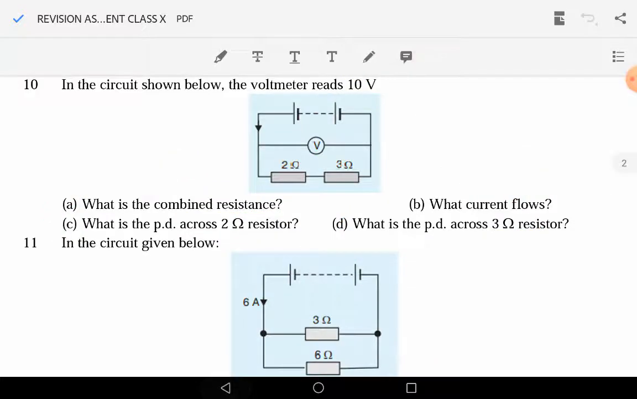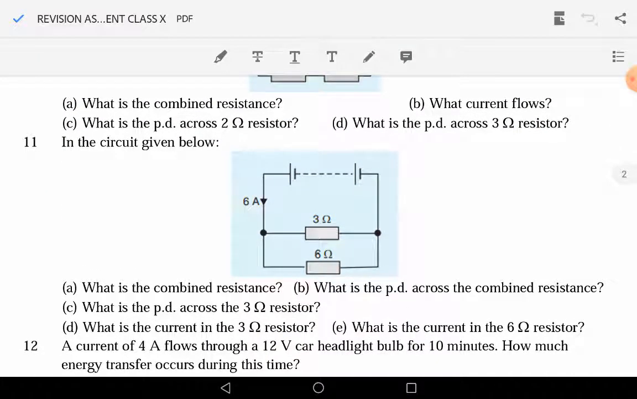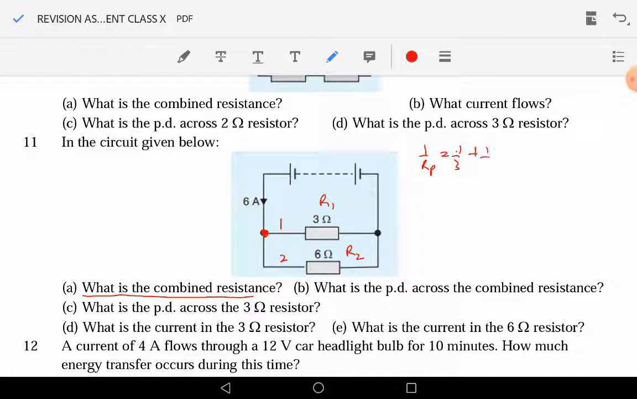Now moving on to question number 11, it's also easy. In the circuit given below, what is the combined resistance? Now we see the circuit, we get to know this is R1 and R2, both are parallel to each other, because over here the charge gets two paths to flow, first and second. Okay, so 1 upon Rp is equal to 1 by 3 plus 1 by 6. It is 6, 2 plus 1 is equal to 1 upon Rp. It is 3 by 6, that is 1 by 2, is equal to 1 by Rp. We find the value of Rp, so that comes out to be 2 ohm.